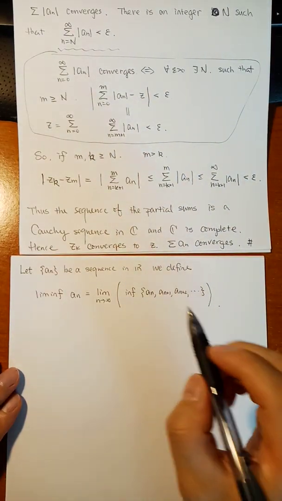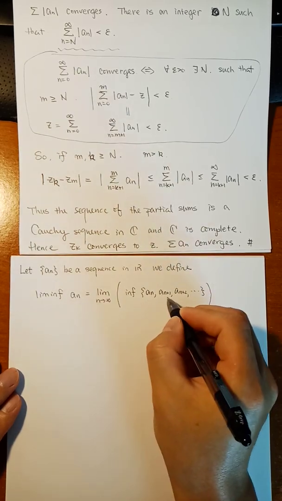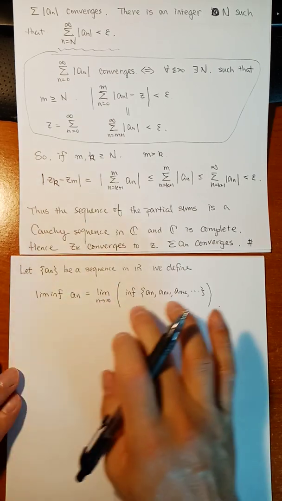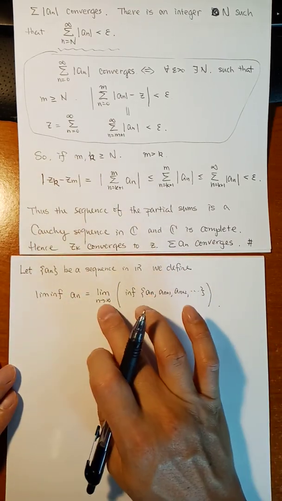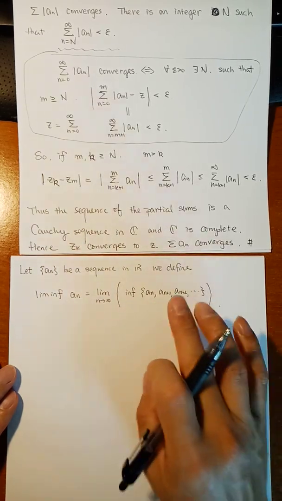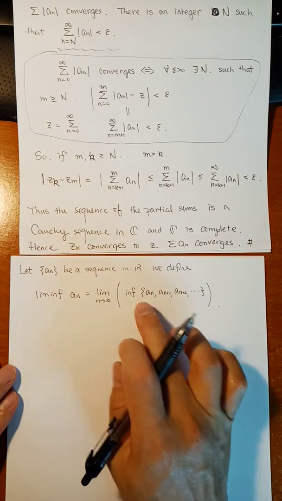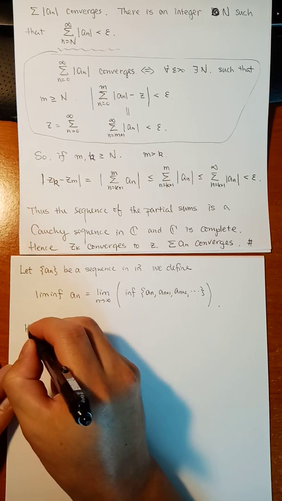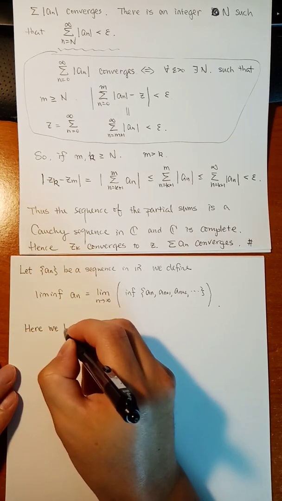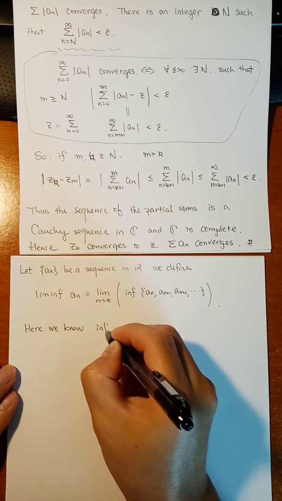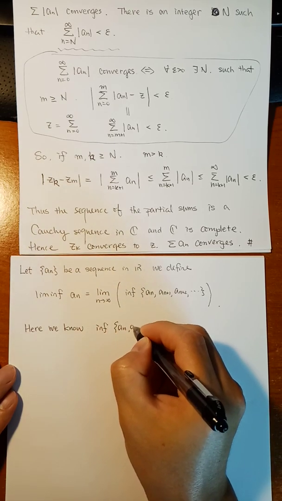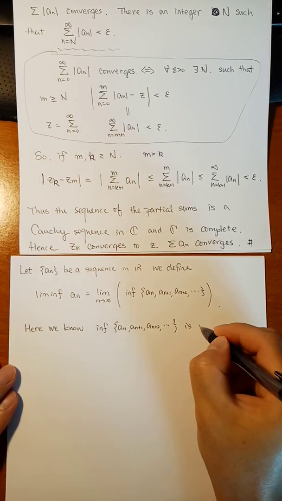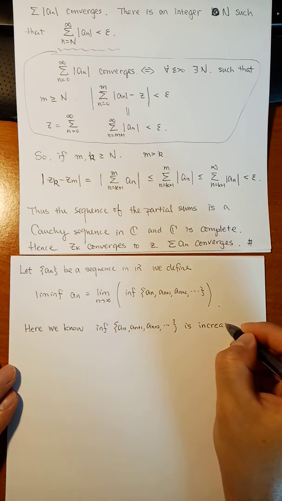So what is the idea? You see here, the infimum of an plus 1, an plus 2. So you just ignore the first n terms, and you compute the infimum. Every time when n approaches infinity, you ignore more terms. When you ignore terms, the infimum does not decrease. The infimum always increases. So basically here, we know the inf of an plus 1, an plus 2 is monotone, at least non-decreasing.